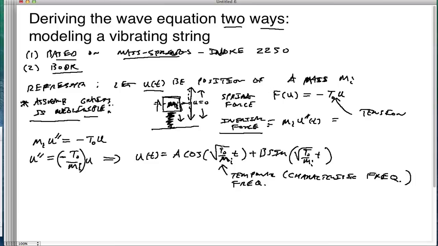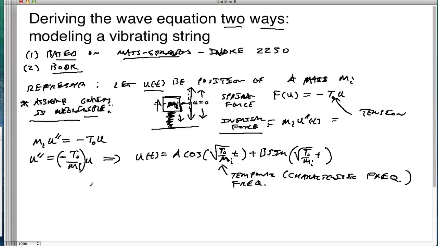Obviously, a slinky and a bowling ball are going to make a very small frequency. That'll be a very small t naught and a very large m, and that's going to make a very small temporal frequency, so a very slow oscillation. Likewise, if we have a very stiff spring and a very small mass, we're going to have a very large temporal frequency, a very fast oscillation. And so that's the idea.